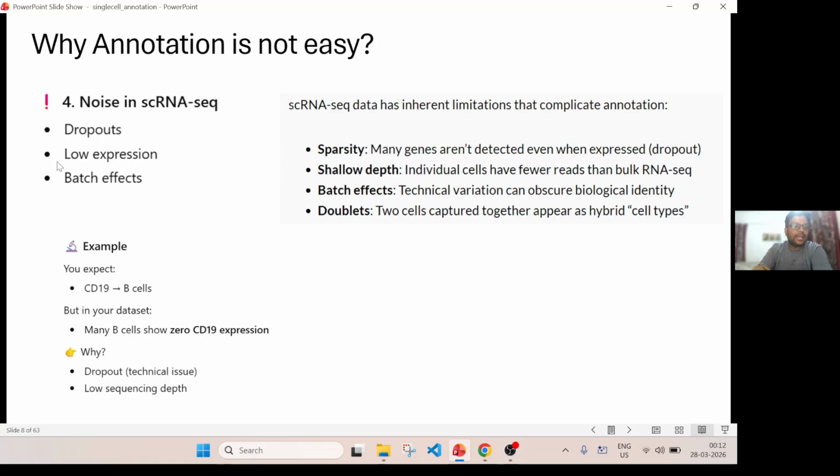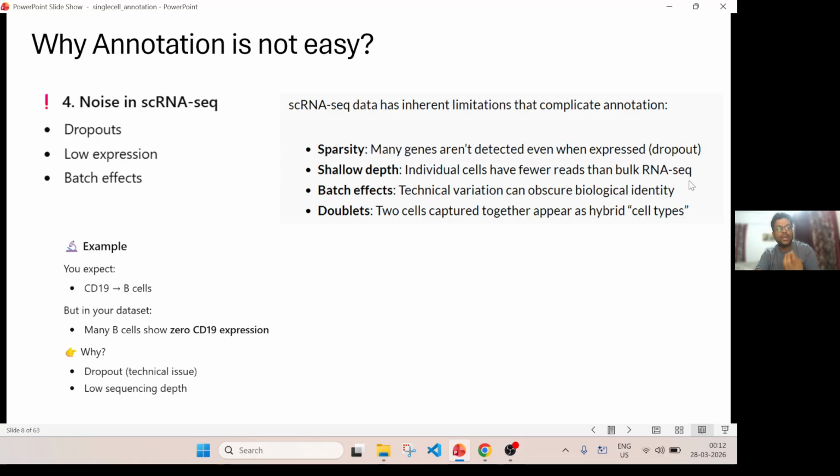Now these are the technical challenges. Sometimes the data itself is very noisy. We will see some dropouts, low expression, and batch effect, and those will influence the annotation steps. For example, sparsity, right? Many genes are not detected even when expressed. They are expressed, but because of some technical issues with the instrument, you could not detect them. That doesn't mean that the gene is not expressed, and because that marker is not there, you will incorrectly annotate. Sometimes there is shallow depth, where individual cells have fewer reads than bulk RNA sequencing.